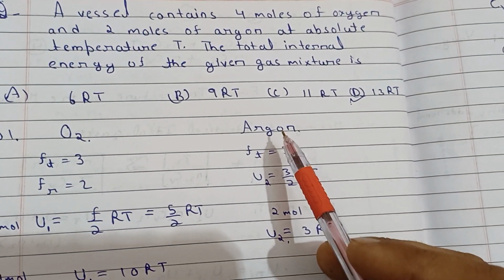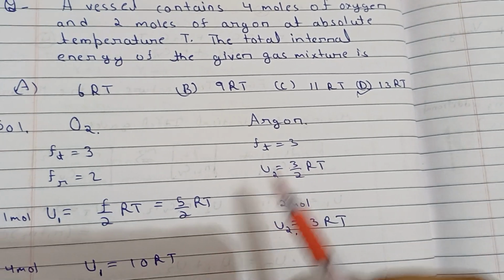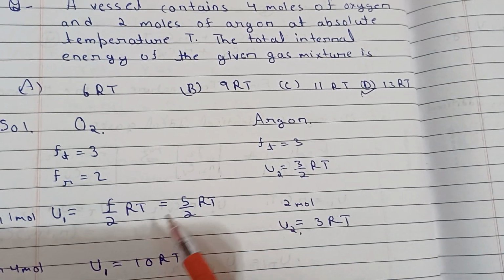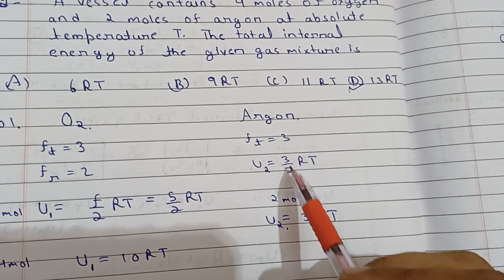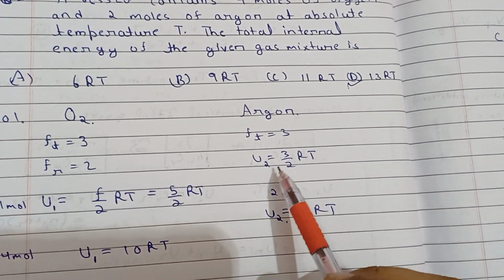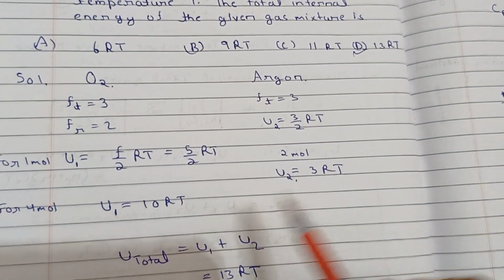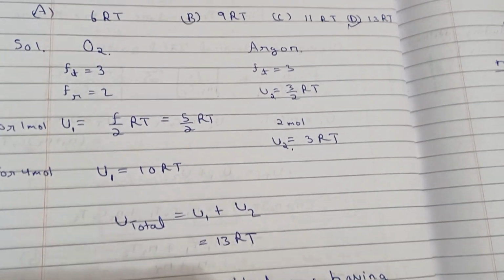For argon, it is monatomic, so only the 3 translational degrees of freedom are available, and it is f by 2 RT. In place of f write 3, so it will be 3 by 2 RT, and for 2 moles it will be 3 RT. Now total energy will be U1 plus U2, so that will be 13 RT. So this option will be correct.